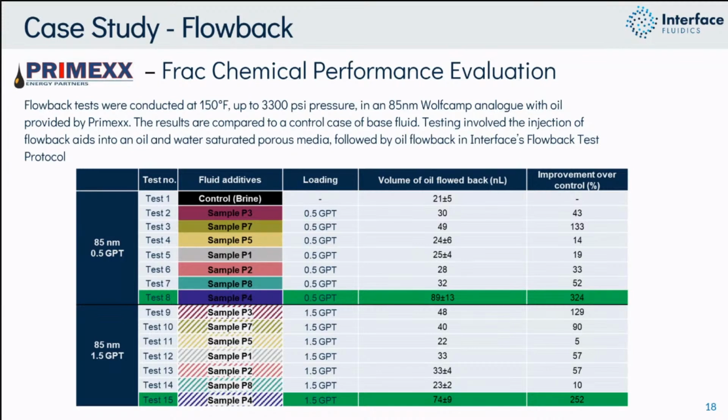Once we increased the loading of the additives, we still found that sample P4 produced the maximum amount of oil, so it's still the best performer. Overall, we found that the improvement factor, or the performance of the flowback, increased with concentration. But the interesting result was that for sample P4, the performance actually reduced as we increased the concentration from 0.5 GPT to 1.5 GPT.